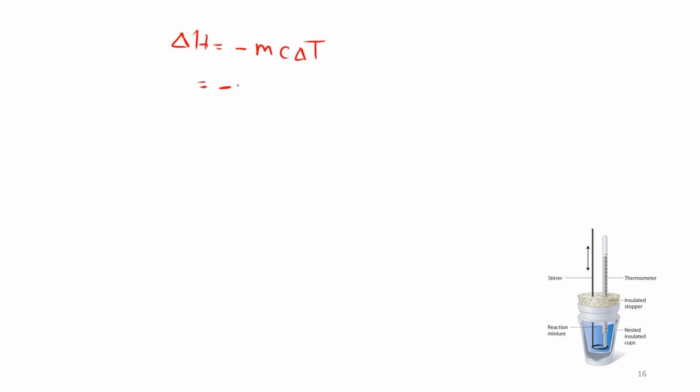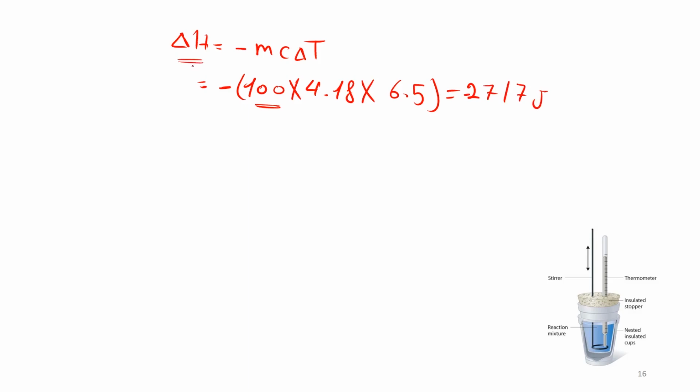I have here minus MCΔT, and the m is equal to 100, like we calculated, the total mass of my reaction. The c, like we said before, corresponds to the specific heat of water, and the ΔT is 6.5. This means this value would be equal to minus 2717 joules. Now we need to calculate the enthalpy change of this reaction in case I have 1 mole.